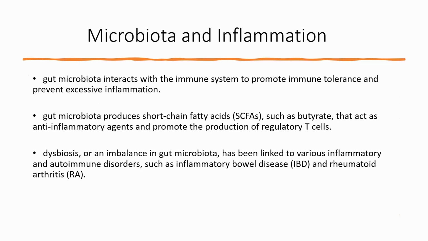Microbiota, the bacteria in our intestines, have a very important role because they interact, as we said, with the immune system and promote tolerance to this immunity, and therefore prevent excessive inflammation. This is done in various ways. They produce different metabolites, such as short-chain fatty acids, for example butyrate, and these all have an anti-inflammatory effect and also regulate the immune function.